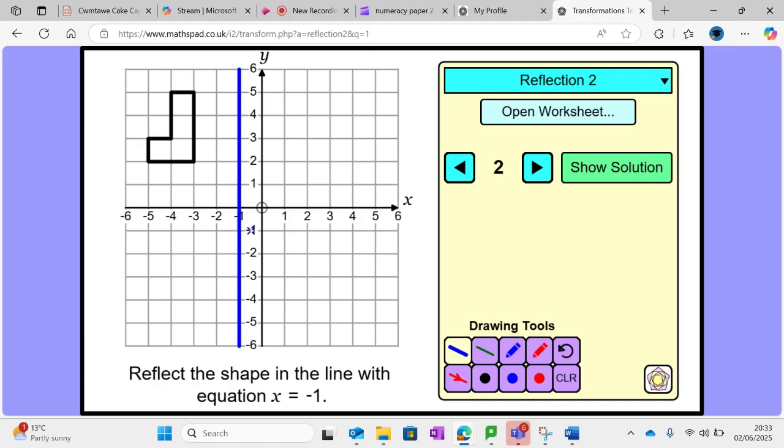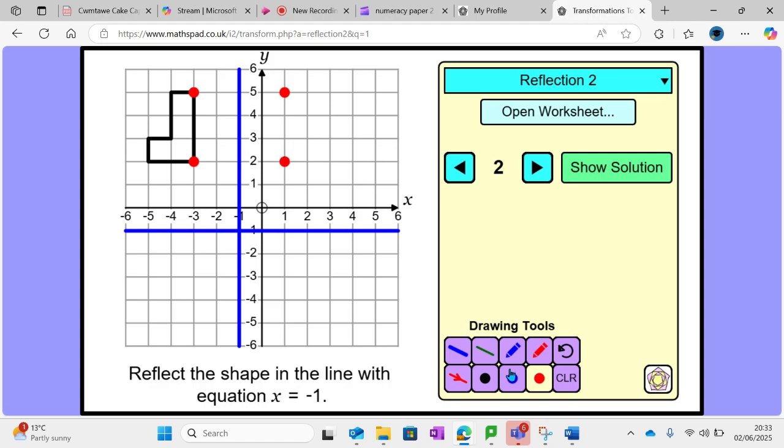That is the line x equals minus 1. This line here would be y equals minus 1, but that is not the line I want. X equals minus 1 is there. Now again, chaps, take corner by corner. That corner there is 2 squares to the left of the line, so I'll reflect it 2 squares to the right. That's 2 to the left, 2 to the right.